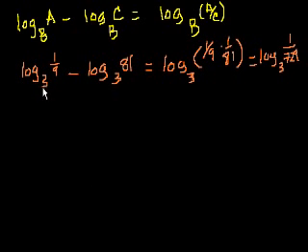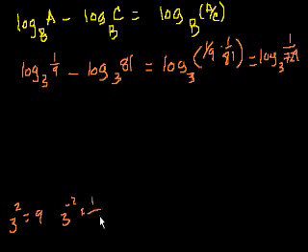So 3 to what power is equal to 1/9? Well, 3 squared is equal to 9, right? So we know that 3 to the negative 2 is equal to 1/9. The negative just inverts it. So this is equal to negative 2. And then minus, 3 to what power is equal to 81? Let's see, 3 to the third power is 27, so 3 to the fourth power. So we have minus 2 minus 4, which is equal to minus 6.